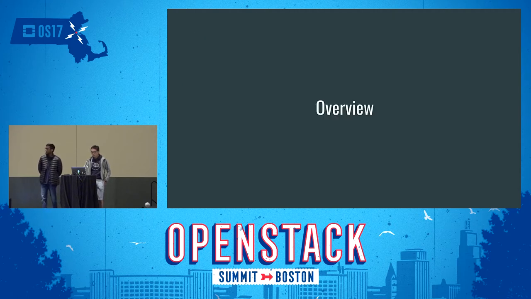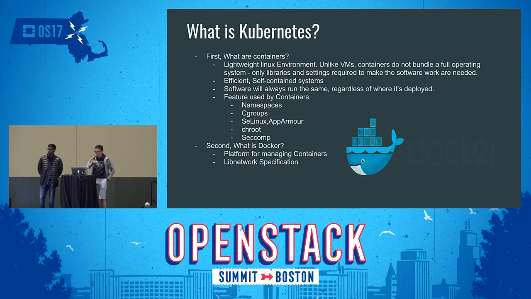So, overview. I'll not dig into the detail of Kubernetes and OpenStack in these slides. We'll just go through a couple of slides to get the concept. So what is Kubernetes? For that, we'll first have to understand what containers are. Containers are simply lightweight environments on Linux kernels, and they use technologies like namespaces, cgroups, chroots, SELinux, and various other features provided by the Linux kernel.